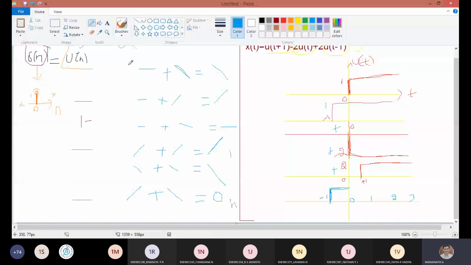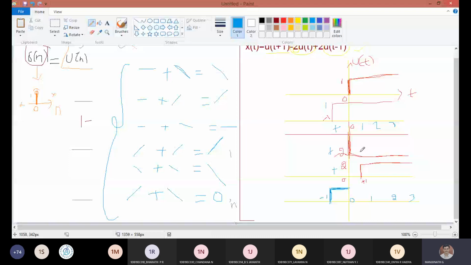Now let's analyze further. Till minus 1 to 0, I hope everyone is clear. Now check out here. After this, there is a sample: 1, 2, 3, and so on. It is continuous. So again, the same thing will be replicated here: 1, 2, 3.